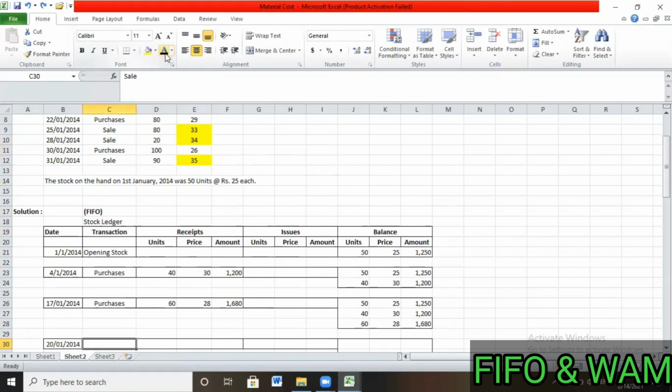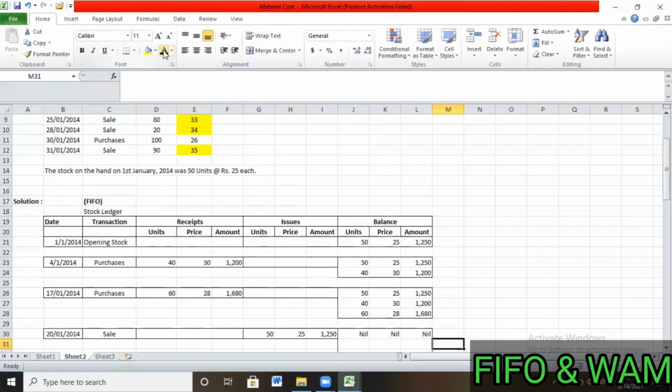On 28th January we have made a transaction of sales. That means it will not be recorded in receipt, it will be in issues. Now we want to issue 50 units and we have it in opening stock. That means this 50 will be released from this opening stock which has a rate of 25 rupees. That means this 50 units has gone out of that 50 units. That means the balance of your opening stock is now nil.